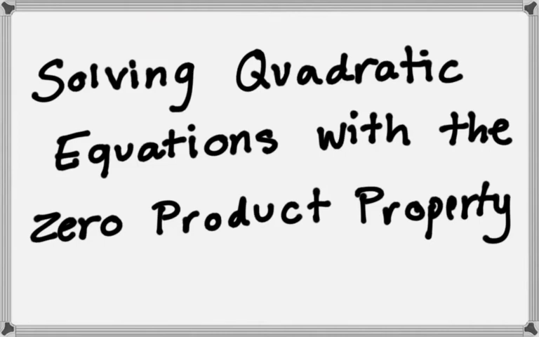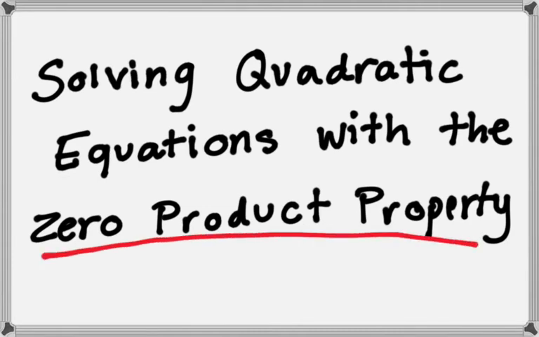This lesson is about solving quadratic equations with the zero product property. Sometimes we call it the zero product property, sometimes we call it the ZPP, so just get used to that, okay? Zero product property really means that the equation you are given is going to say equal something, and it has to equal 0 for this to work.